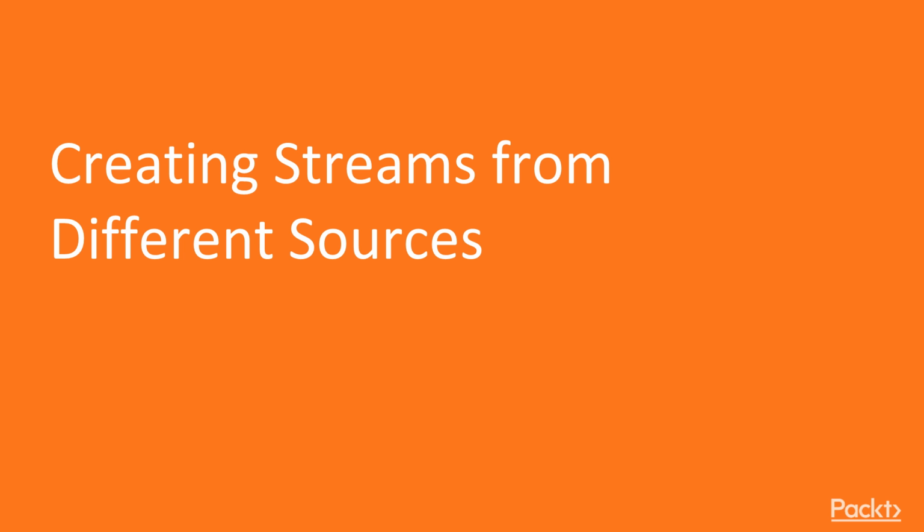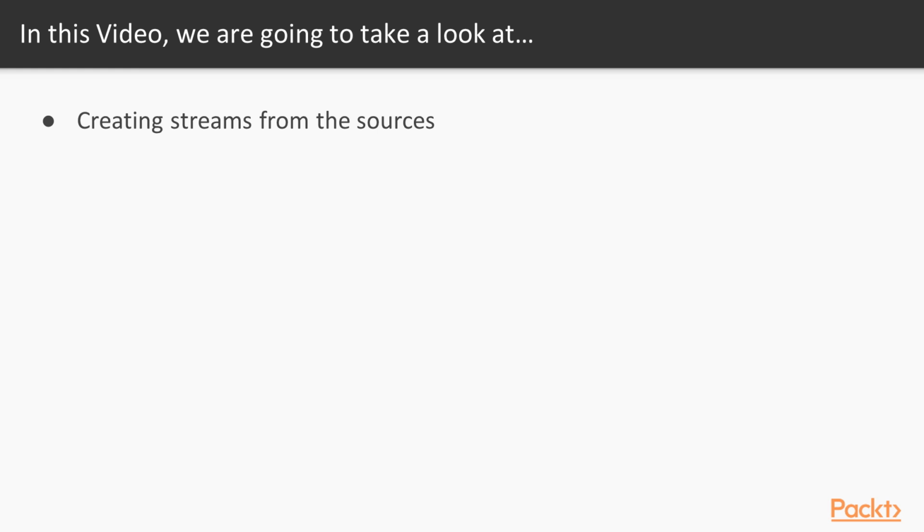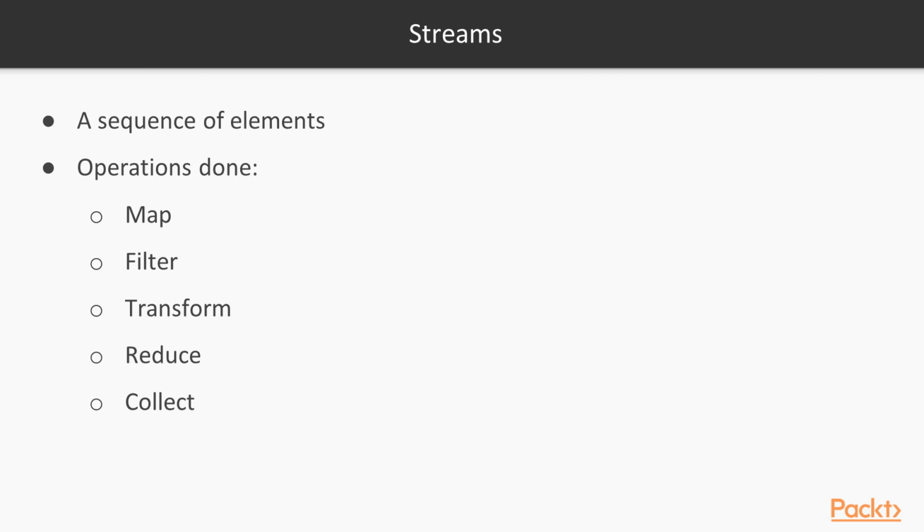Now we move on to the first video of this section that deals with creating streams from different sources. In this video, we'll implement an example where you will learn how to create streams from the sources described earlier. A stream in Java is a sequence of elements that can be processed, that is, mapped, filtered, transformed, reduced, and collected, in a pipeline of declarative operations using lambda expressions in a sequential or parallel way.